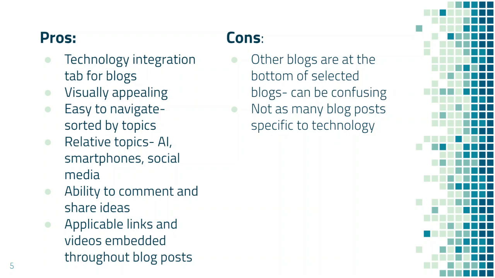First of all, there is a technology integration tab for blogs, so you're easily able to find technology-related blogs. Next, I noticed the blogs were visually appealing. There were graphics, appropriate colors, so very visually appealing. The website was easy to navigate, and the blogs were sorted by topics, so it was easy to find exactly what topic you were looking for. The topics were relevant. I noticed topics such as AI, smartphones, and social media, so very relevant to today's day and age.